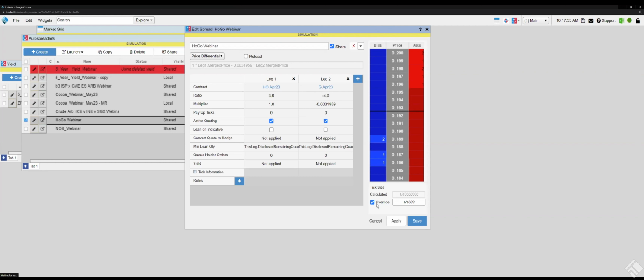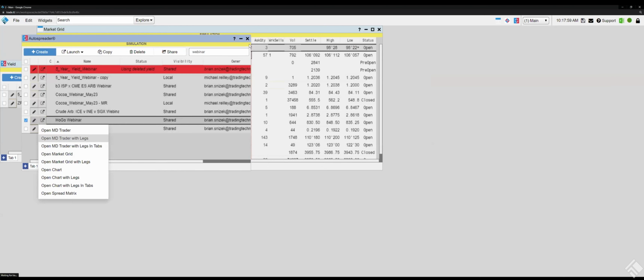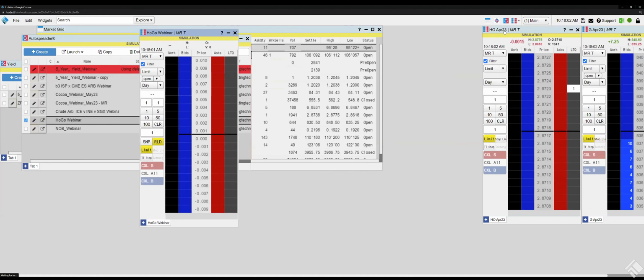In the same way as the previous spreads, we do use the tick override. Again, there are all kinds of decimals being plugged into this formula. So in order to reduce some of that noise, we go ahead and use 1 over 1,000, and then we can see a fairly tight market. Go ahead and launch.